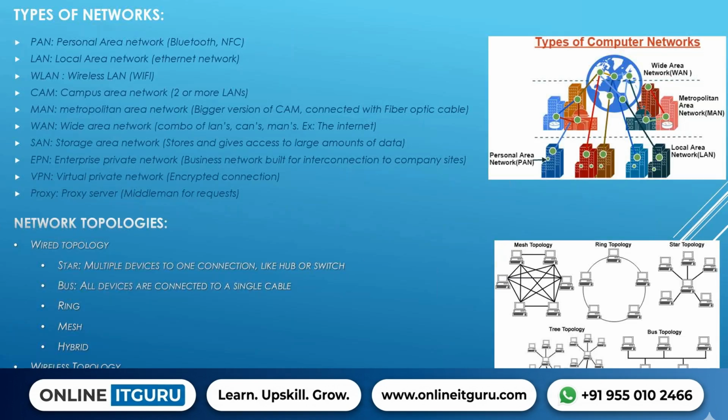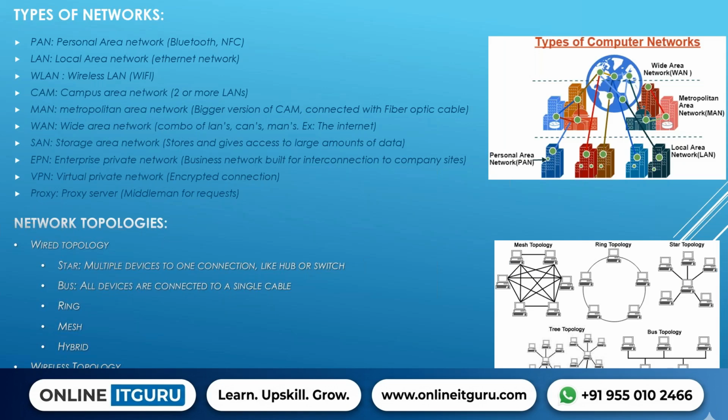And then moving on, we have the types of networks, which we discussed in class. We have personal area networks, local area networks, Wi-Fi, WLAN, which is what we all use, campus area networks, metropolitan area networks, storage area networks, wide area networks, enterprise private networks, virtual private networks, and proxy servers. The most common type is probably the local area network and the wireless Wi-Fi network.